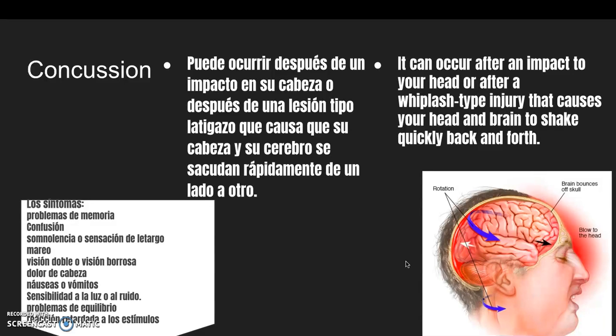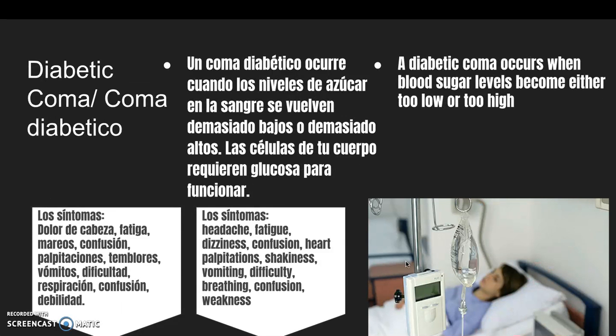Which pretty much means it's an impact on your prefrontal cortex or the shaking of your brain inside. The symptoms include memory problems, confusion, a sensation in the head, double vision, nausea, vomiting, sensitive eyes, like in light, with screens, etc. Type coma, coma diabético.